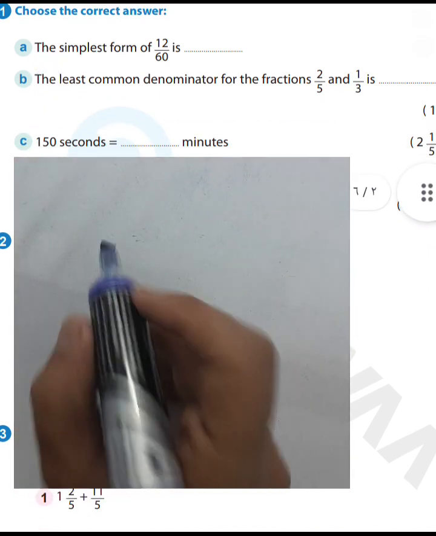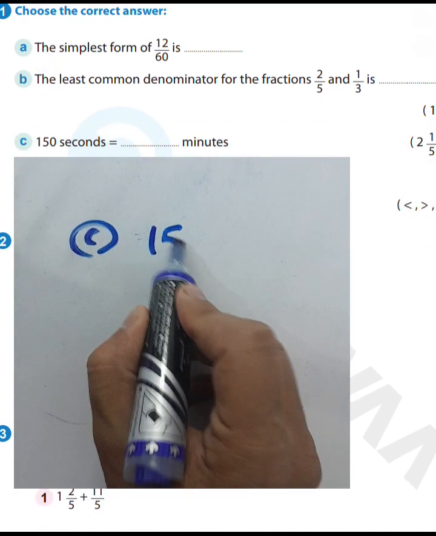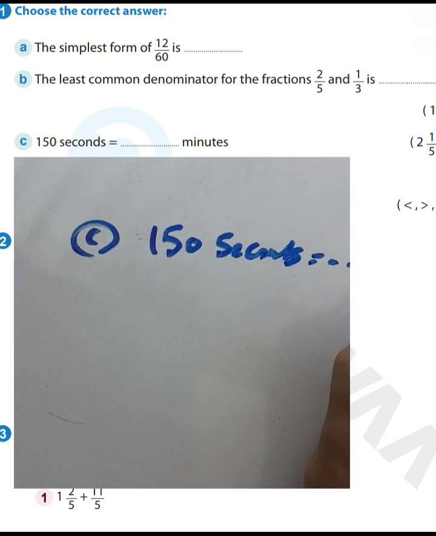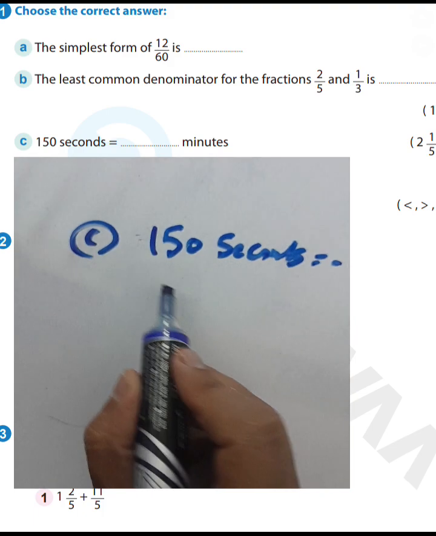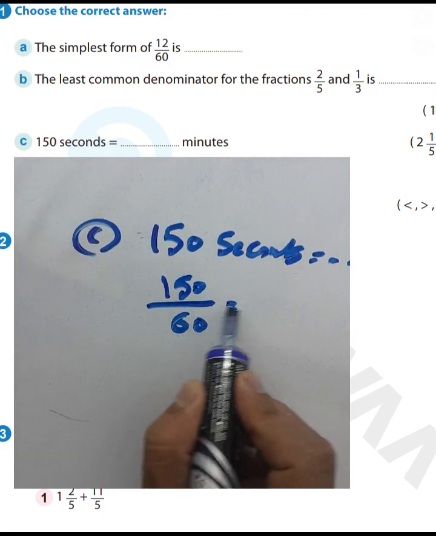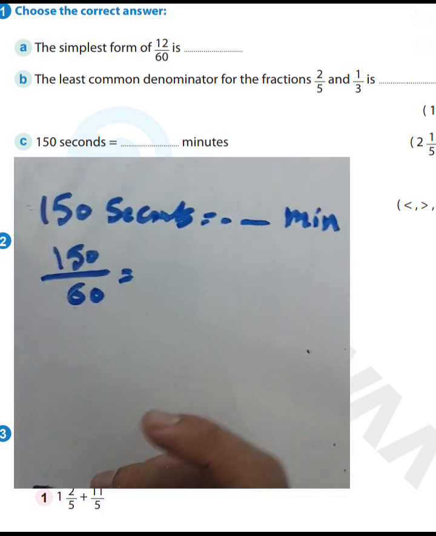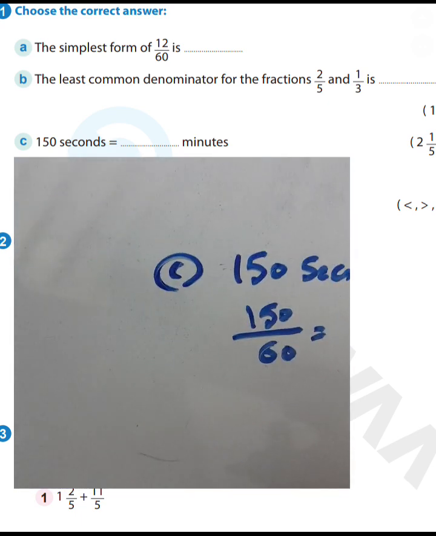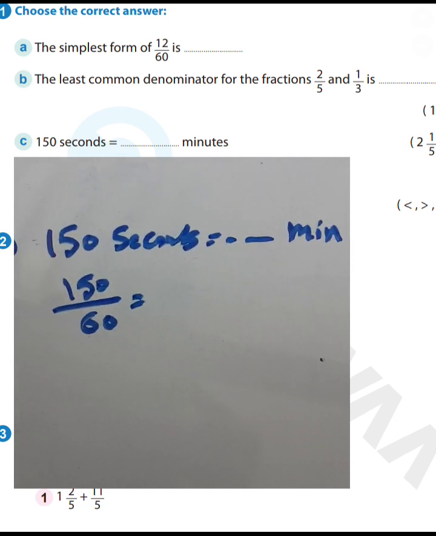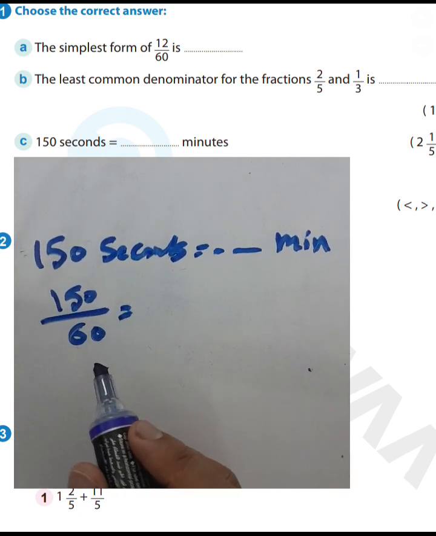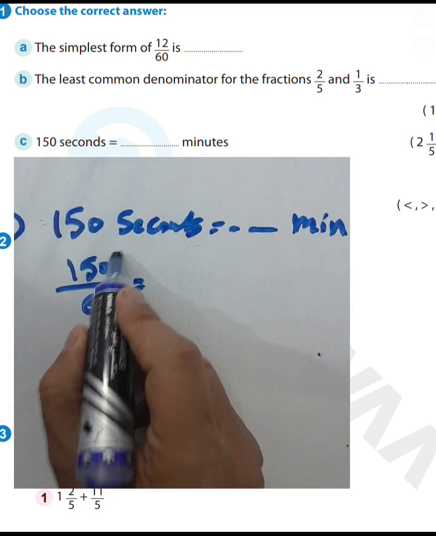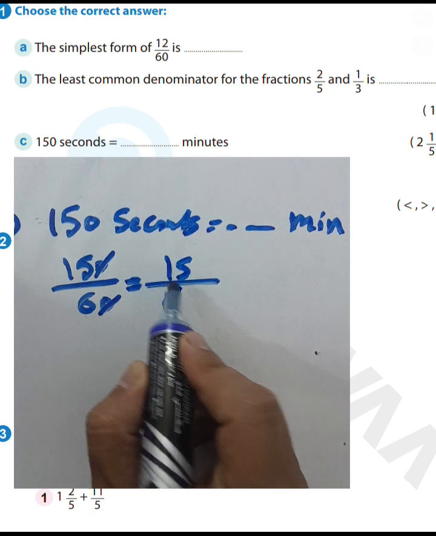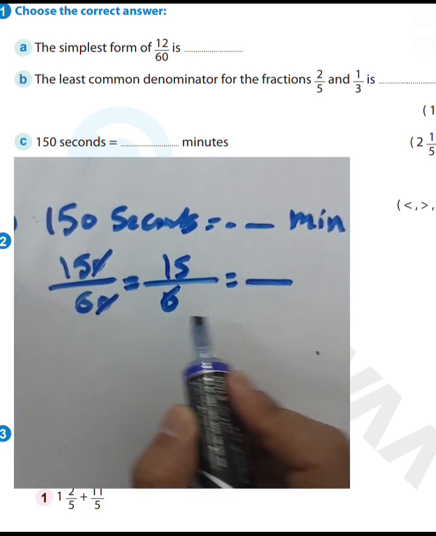Question letter C. We have 150 seconds, convert to minutes. To convert from seconds to minutes, you must divide by 60, because 1 minute equals 60 seconds. You must divide by what? Divided by 60 to convert from second to minute. You must simplify it by dividing by 10. The result will be 15 over 6. And then you can simplify this by dividing the numerator and denominator by 3.